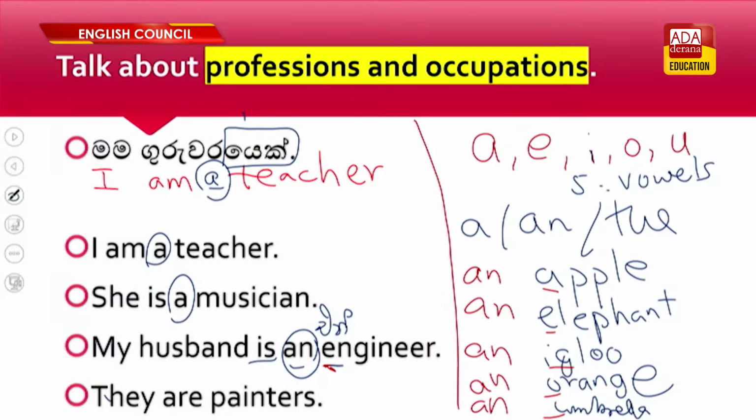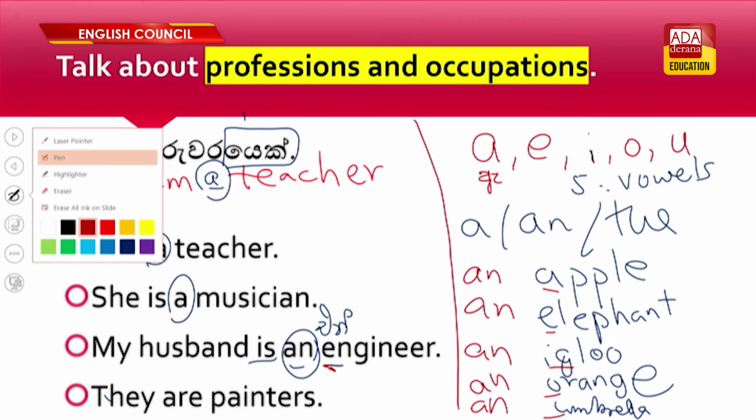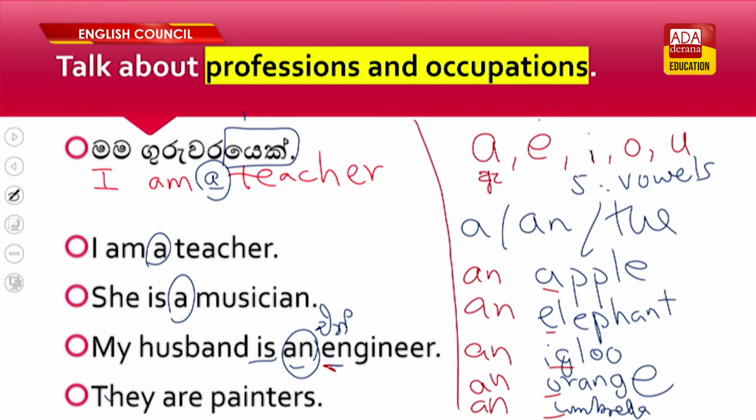They use the letter sounds. Right? Okay, look at the screen. The vowel sounds: A, E, I, O, U. So a, e, i, o, u. It's the vowel sound that tells us which article to use.